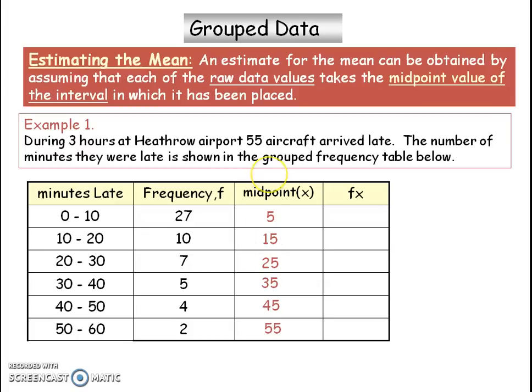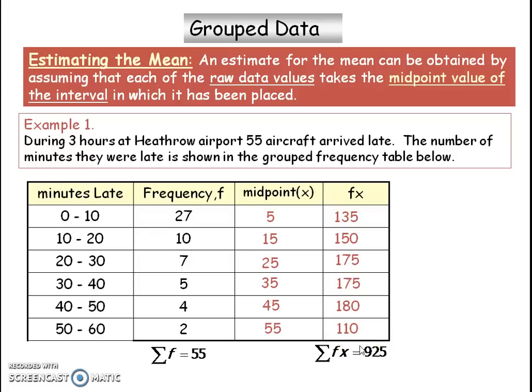After that, we have to calculate the total frequency. Then we will find the next column, which is midpoint multiplied by frequency. Multiply 27 by 5, you get 135. Multiply 10 by 15, you get 150. In this way, we get all the frequency values multiplied with their midpoints, and this is the column of f times x. The total frequency for the column, 27, 10, 7, 5, 4, 2, is 55, and the total of frequency multiplied by midpoint will be 925.